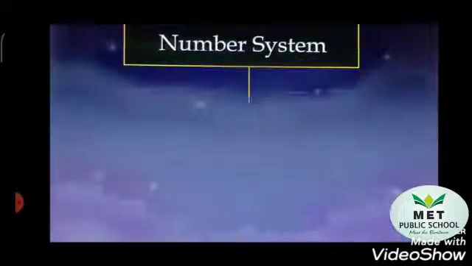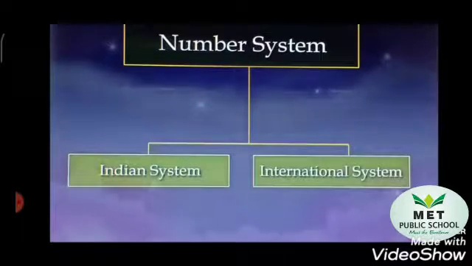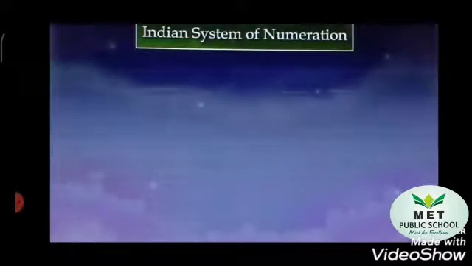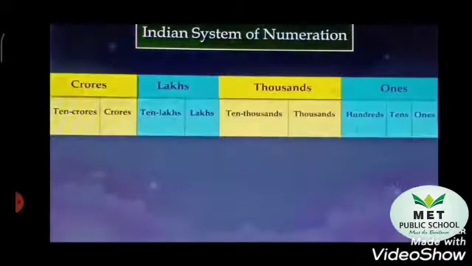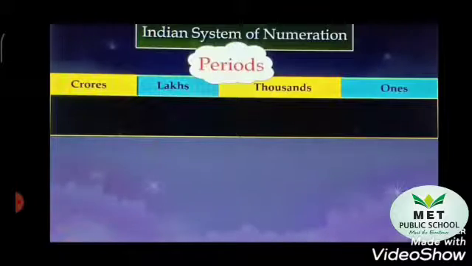There are two systems of numeration: Indian system of numeration and International system of numeration. First, we will study the Indian system of numeration. Here is a table having 4 columns: ones, thousand, lakhs, crores. These are called periods.